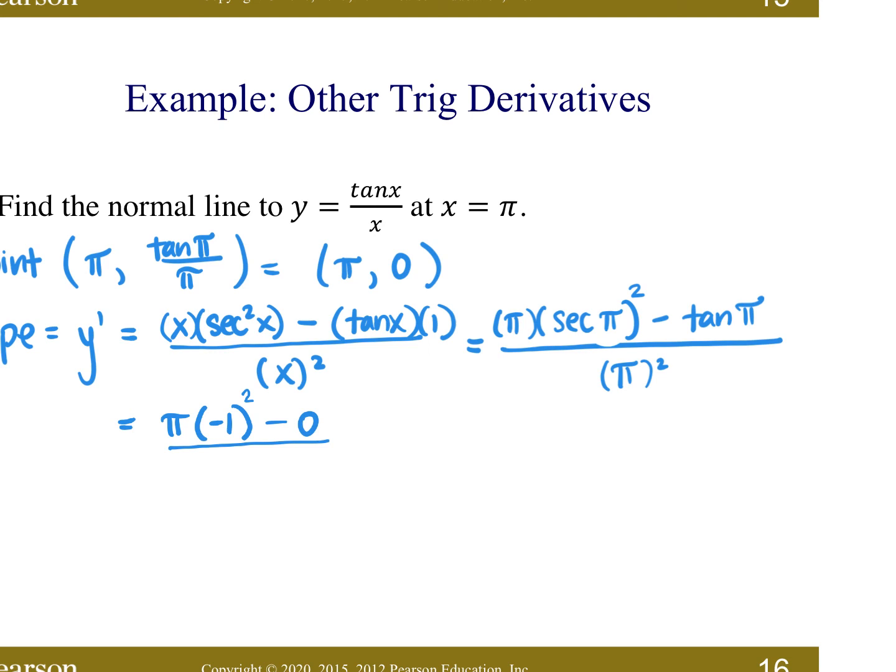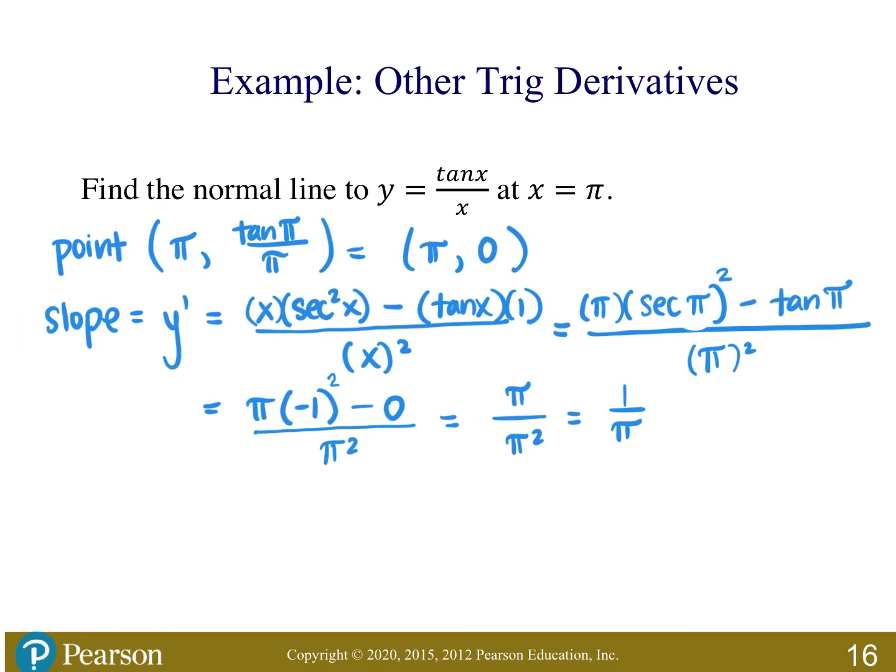All over pi squared. So what's my numerator? Pi. What's my denominator? Pi squared. So what's my whole thing? 1 over pi. That is the value of the derivative. It's not the value I'm actually going to need, but it's going to help me get there.